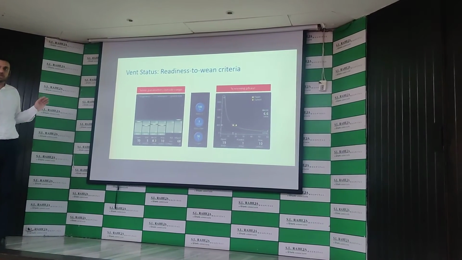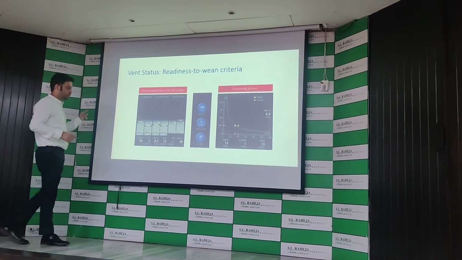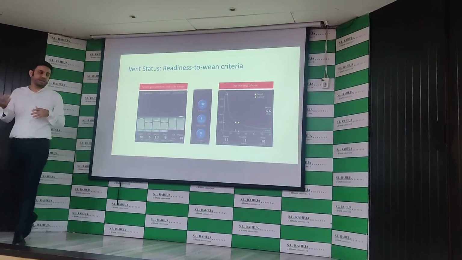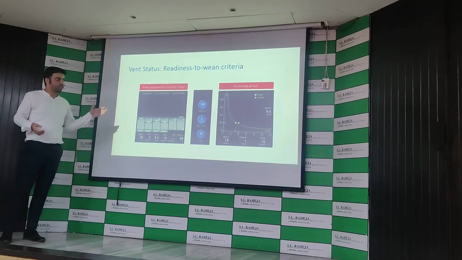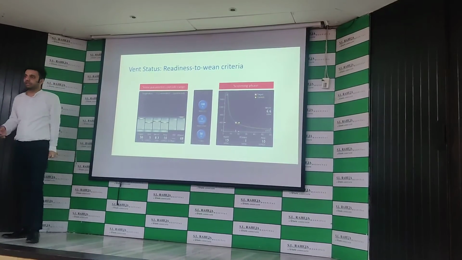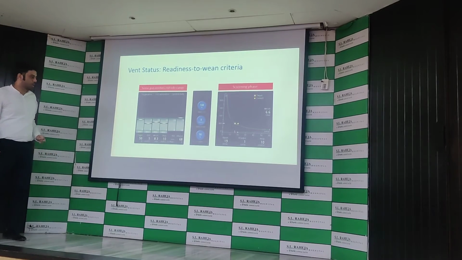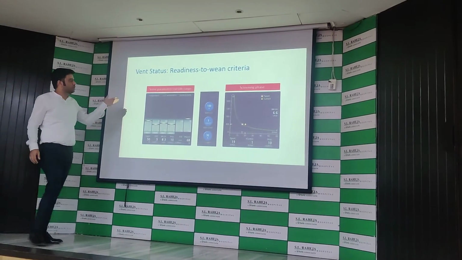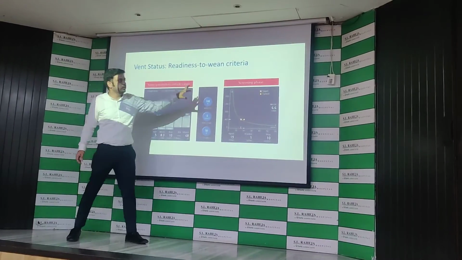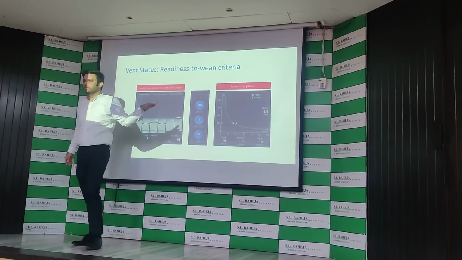So we need to observe this vent status completely, which includes our oxygenation, our percentage of spontaneous breaths, and the minute ventilation, which is already achieved. You can see the minute ventilation in liters per minute here, whether he is achieving the target minute ventilation or not. These are some parameters which can be observed. Moreover, you can see the screening phase in the ASV graph.